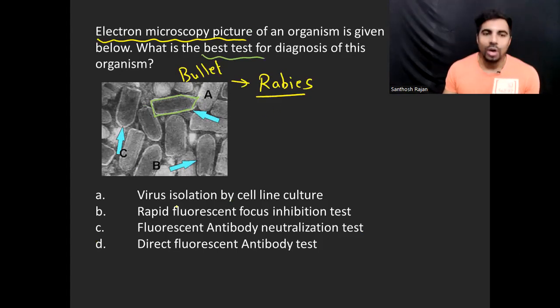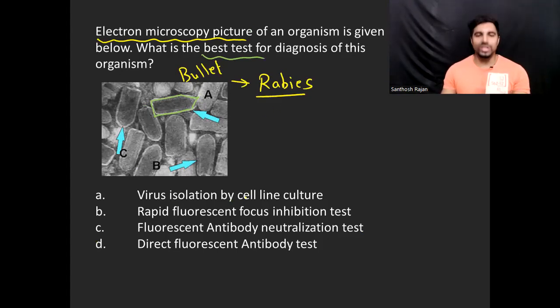Rabies. Now, for virus isolation, what's the diagnostic? Virus isolation by cell line culture, can we do? Possible. Rapid fluorescent focus inhibition test, you can do. Fluorescent antibody neutralization test, we can do. Direct fluorescent antibody test is the best test.